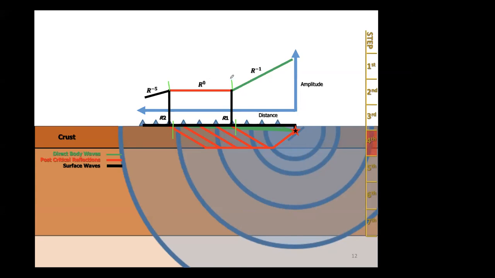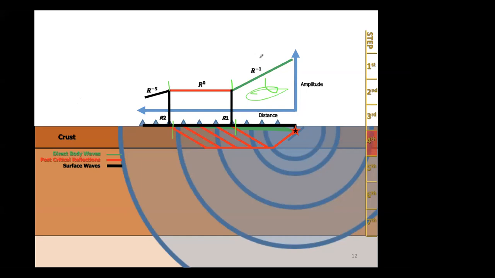At distances shorter than R1, the record is just dominated by body waves in this region. And R2 is where the surface waves start to dominate the record. So, do you remember that in the last lecture we said that our estimations of the coefficients should be physically reasonable?